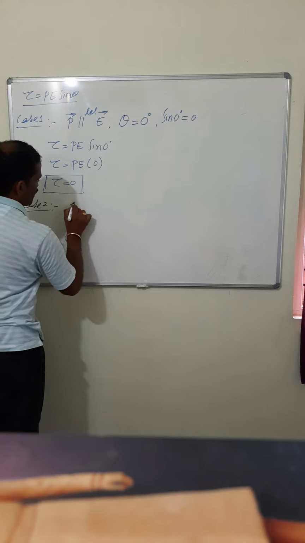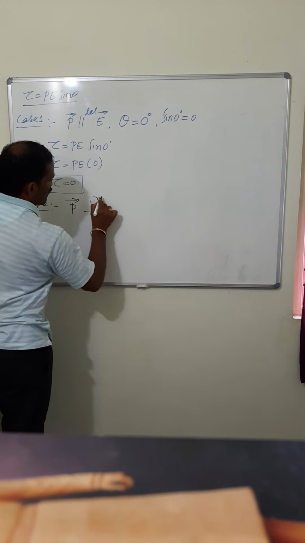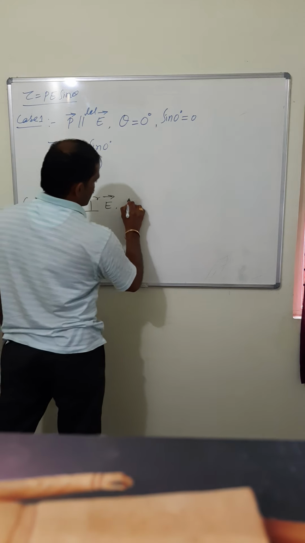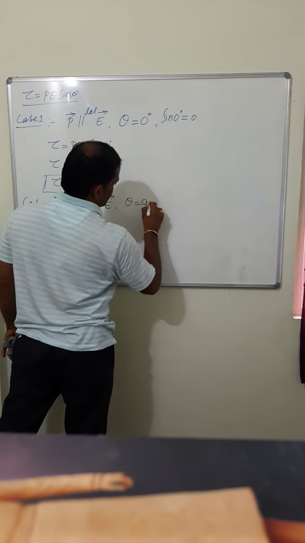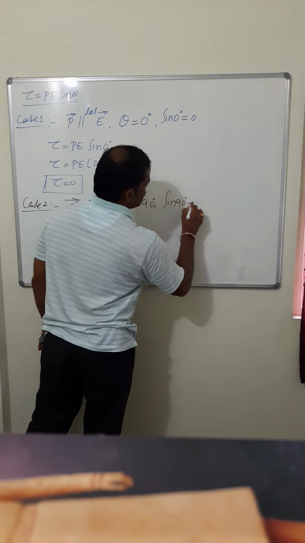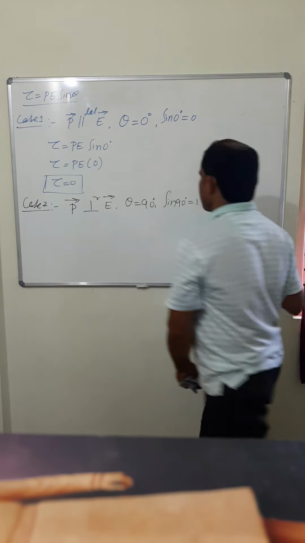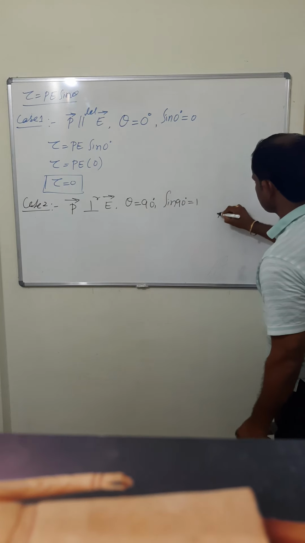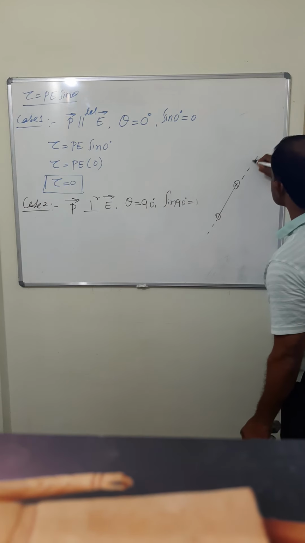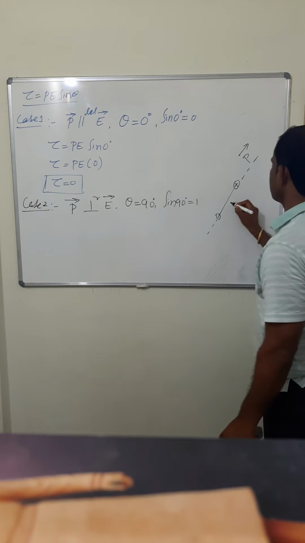When dipole moment P is perpendicular to the electric field. So that is theta is equal to 90 degree. Sine of 90 degree is equal to what? Sine of 90 degree is equal to 1. What is the meaning of it? This is negative charge, this is a positive charge. The line drawn from negative charge to positive charge is what is called as dipole moment.